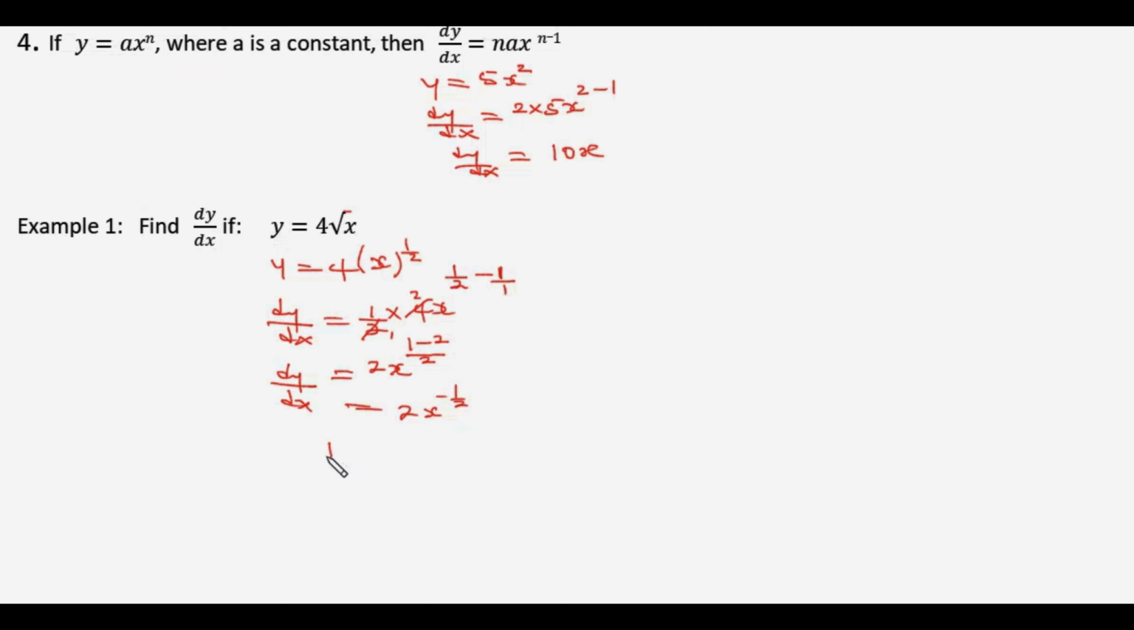So dy/dx is equal to, from the rules of indices, this becomes 2x raised to the power half. You can leave it this way, or you can say 2 upon root of x. So that's it for the dy/dx. So we're going to solve other examples.